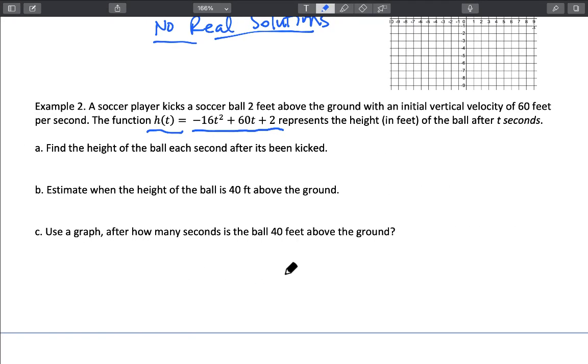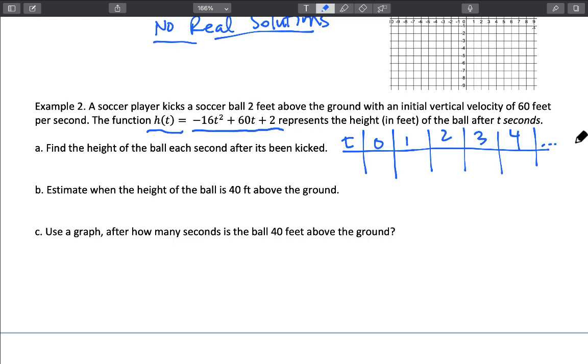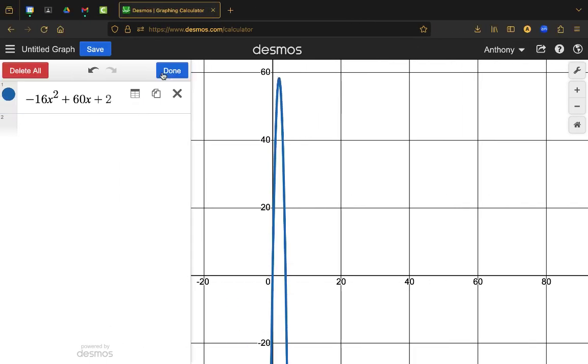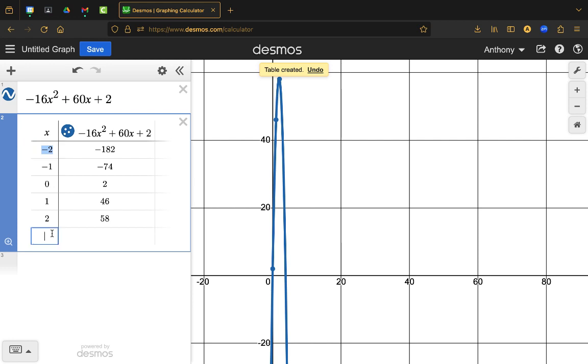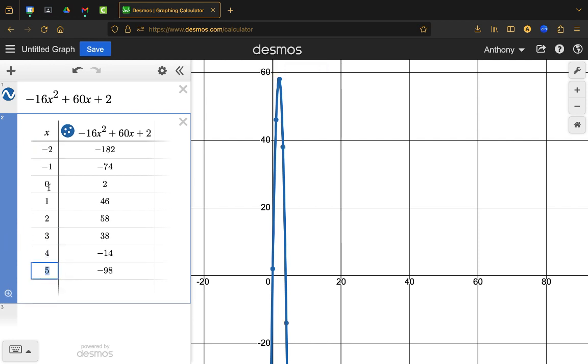All right, so let's go back to our notes. It says find the height of the ball each second after it's been kicked. So if we're thinking about t as our seconds, we can think of 0 from when it leaves the foot, and then 1 second, 2 seconds, 3 seconds, 4 seconds, so on and so forth. All right, well, let's go back to Desmos and create a table. When I do that in my table, I can keep doing my seconds here, but notice that I don't really want negative seconds because time can't be negative.